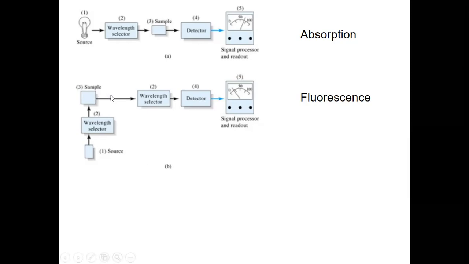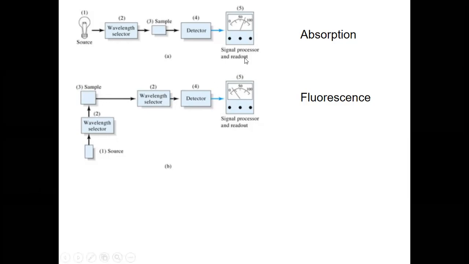The emitted radiation will pass through another wavelength selector, the emission wavelength selector. Then that emitted radiation will be detected by the detector, and finally we will be able to see the fluorescence signal.